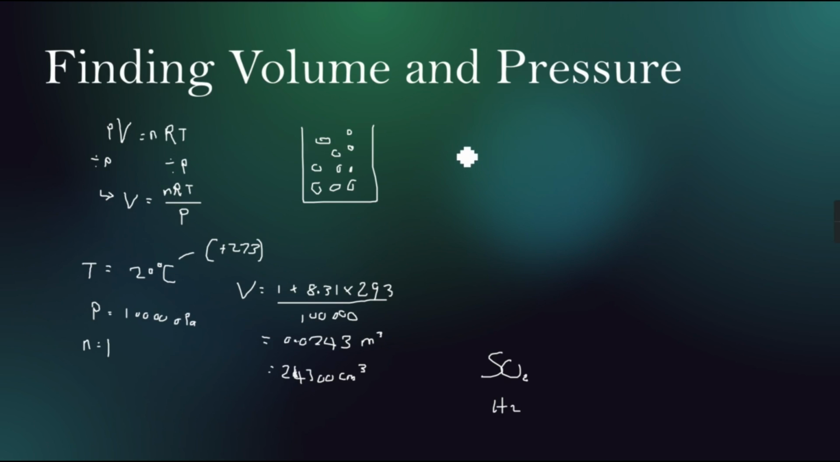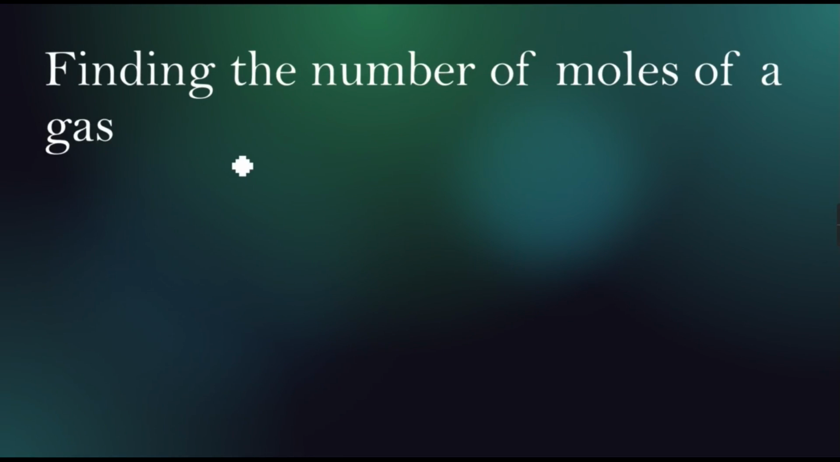And you can work out pressure in the same way. Going to PV equals nRT, to work out pressure, we just divide both sides by volume, so we're left with pressure equals nRT divided by V. Now let's find the number of moles of any gas. Let's start off with our ideal gas equation again: PV equals nRT.